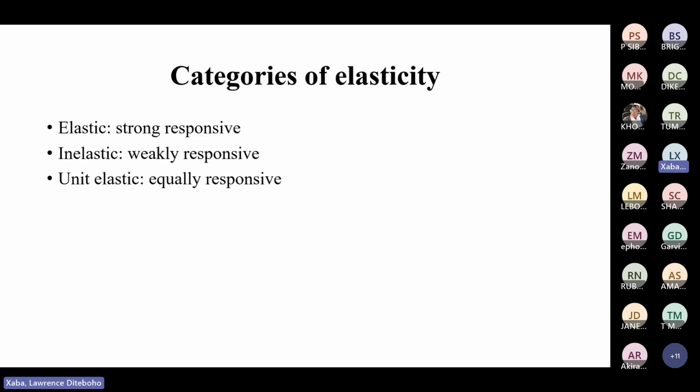Then we have unit elastic. Unit elastic means an equal response. What do we mean when we say it's an equal response? That means the change in quantity demanded is equal to the change in price.